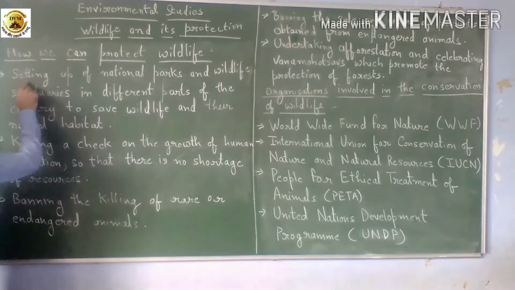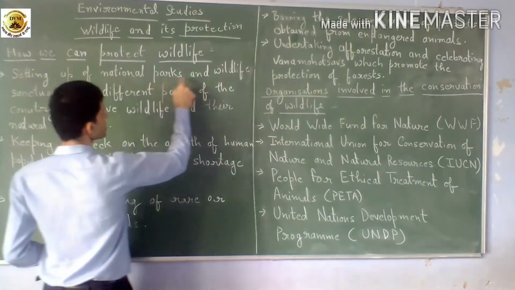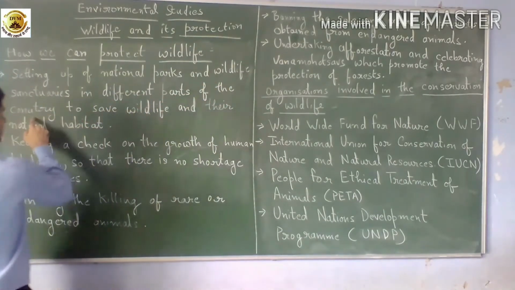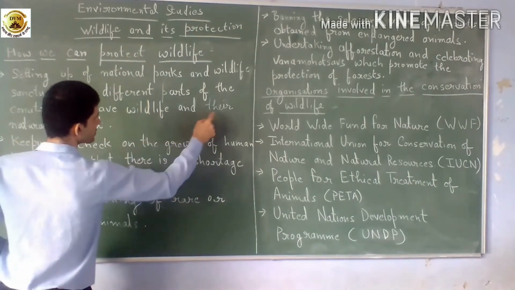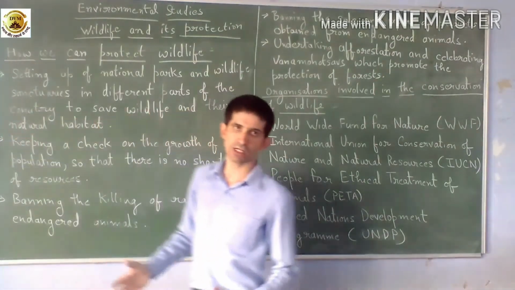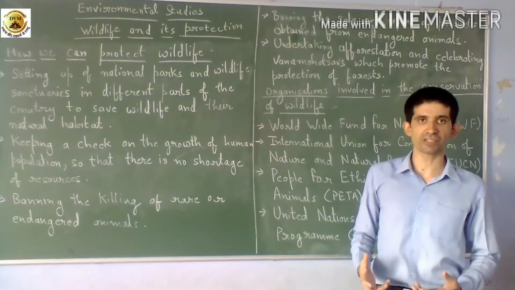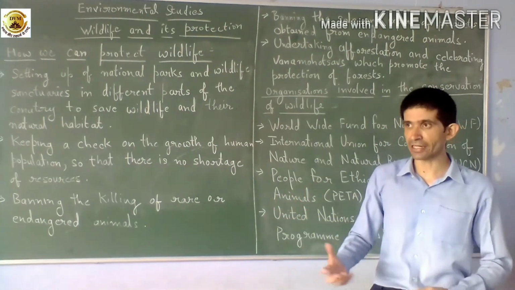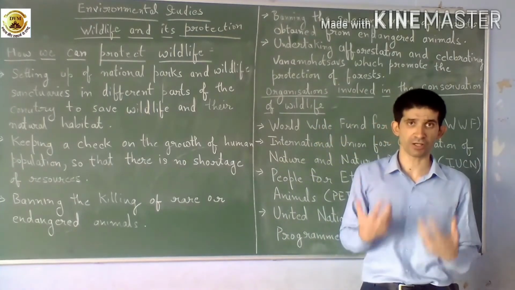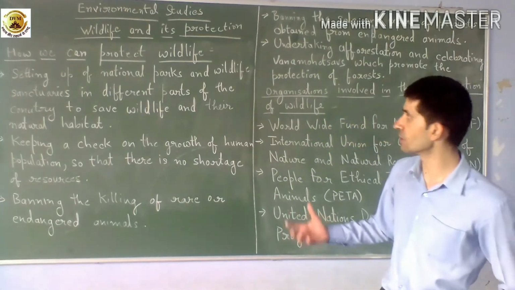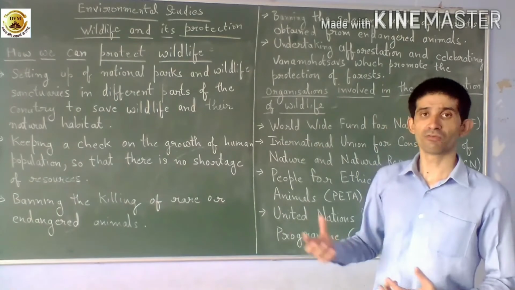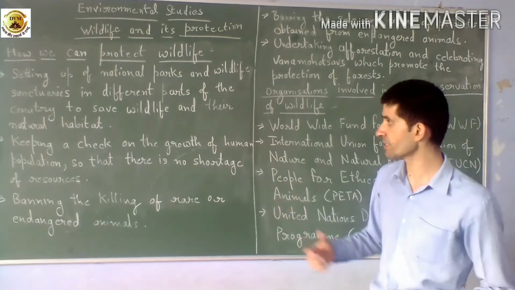First point: setting up of national parks and wildlife sanctuaries in different parts of the country to save wildlife and their natural habitat. So we can set up the national parks and wildlife sanctuaries for wild animals. In India, Jim Corbett National Park, Kaziranga National Park, Sundarban Biosphere Reserve are some of the examples of national parks and wildlife sanctuaries in India for wild animals.